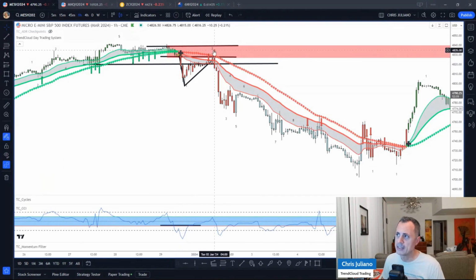On the pullback into this supply zone, look at how the CCI indicator never breaks above +100. As long as it pulls back into that blue shaded area and doesn't break above +100, you are good to go on all of your supply zones. Okay. And that's exactly what it does here. So it pulls back.